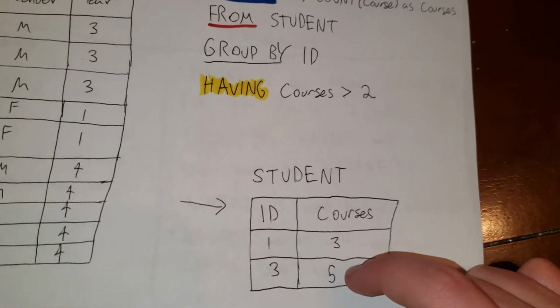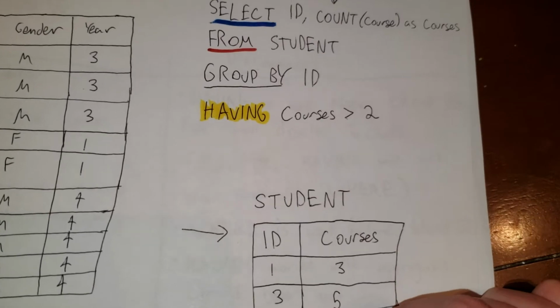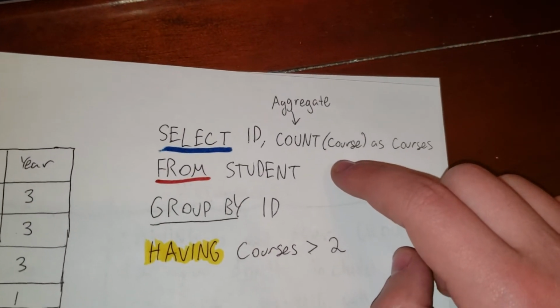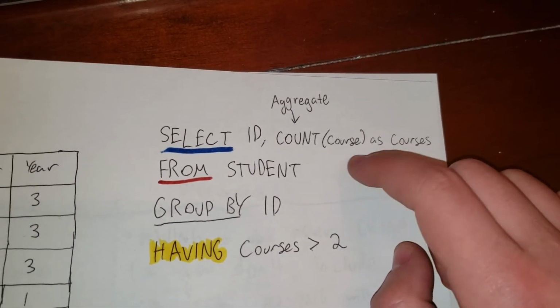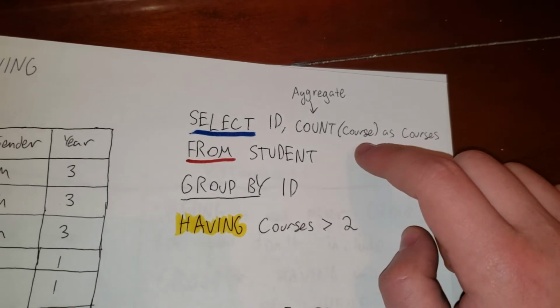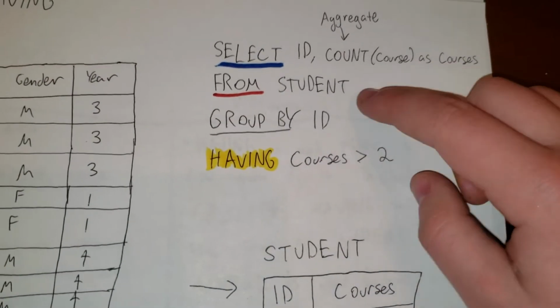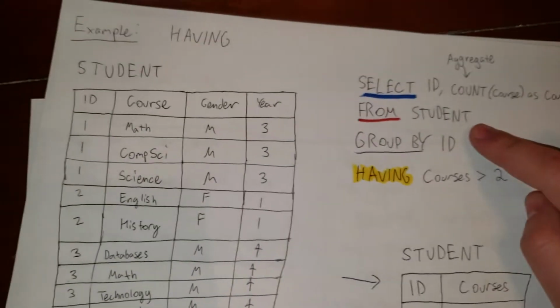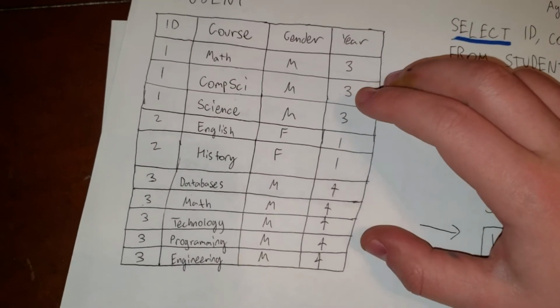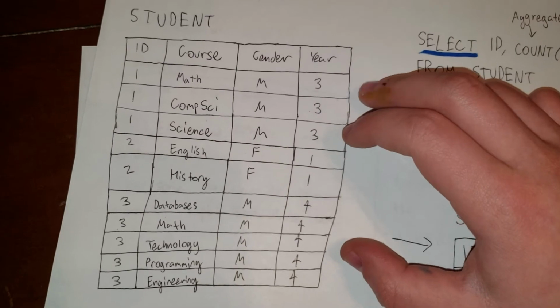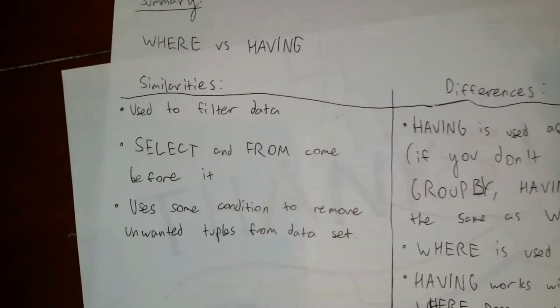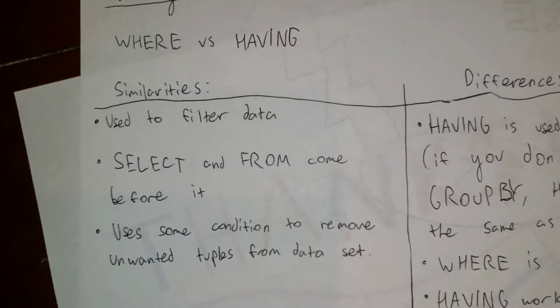And the important difference to note here between where and having is that we can apply having to an aggregate function such as this, whereas where we cannot use an aggregate function. And secondly, we have the inclusion of the group by. So if we had used where in a similar example like this, we wouldn't be getting rid of the duplicate tuples.